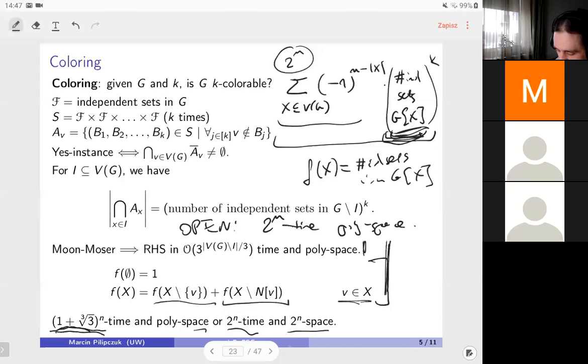And I hope this coloring thing, and there may be a few more examples from the tutorials. I haven't seen yet Wojtek's list for this week, so there may be some other examples there.